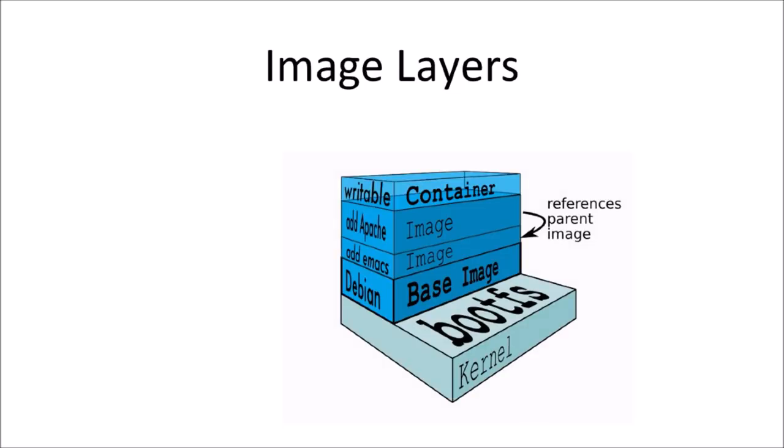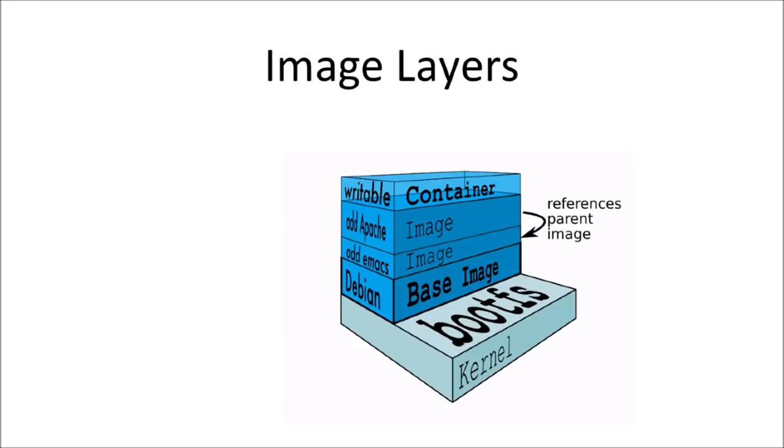In this lecture, we're going to talk about Docker image layers. A Docker image is made up of a list of read-only layers that represent file system differences. Image layers are stacked on top of each other to form a base for the container's file system. Take a look at this diagram here.